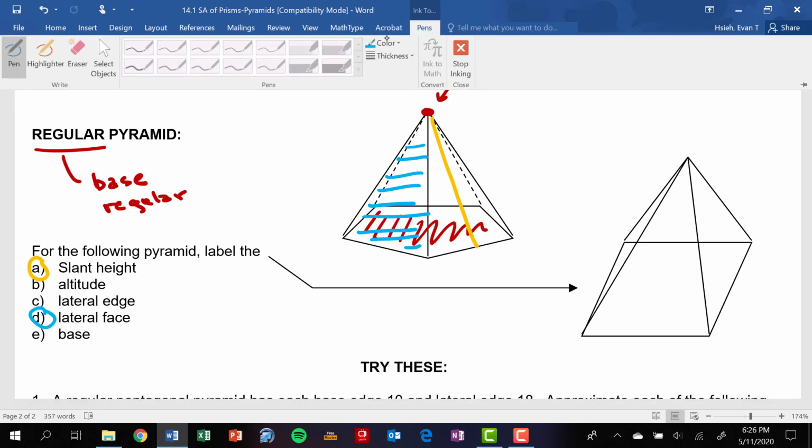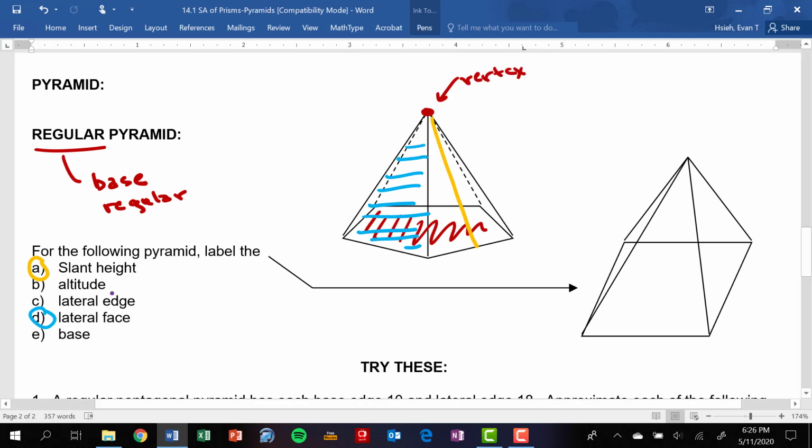The lateral edge will be right here. These are all lateral edges. So in this particular case here, with this being a pentagon in the base, there will be 5 lateral edges. This is a lateral edge. This is a lateral edge right there also.